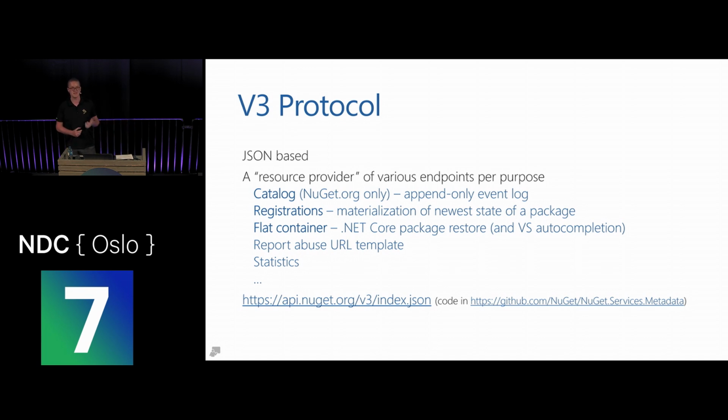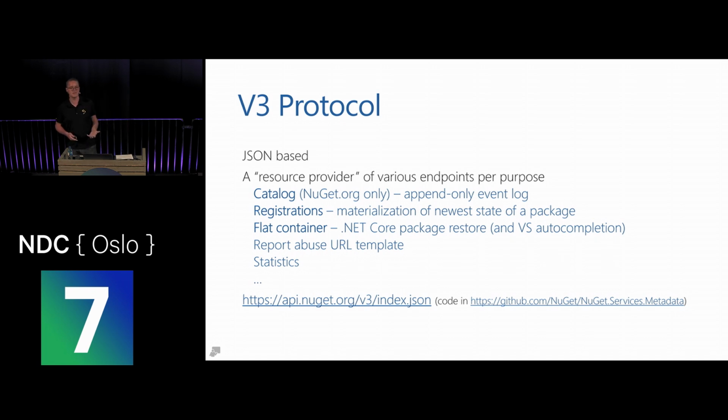So for example, there's a catalog, which is an append-only event log of every package addition or every package deletion that happened on NuGet.org. Your NuGet client in Visual Studio or in Rider will probably not be using that one. But if you want to do something like we do, indexing NuGet, that catalog is actually quite interesting. There's the registration blobs. That's basically whenever you open up the NuGet dialog in Visual Studio, you query some packages and you look at the details like the icon, description, etc. That typically comes from the registration.